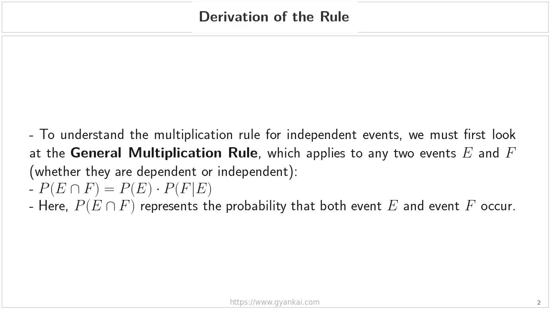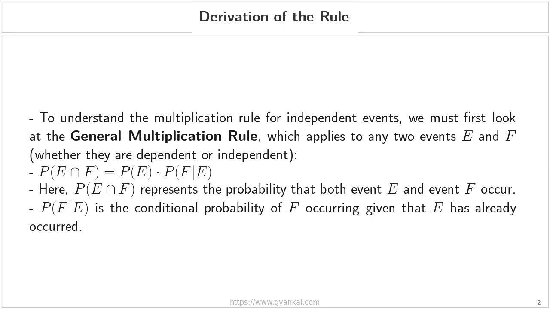Let's break down what these symbols actually mean in plain English. When we write the probability of E intersection F, we are talking about the probability that both event E and event F occur together. Now, the second part of the formula, the probability of F given E, is what we call conditional probability. This represents the likelihood of event F happening, specifically under the condition that event E has already taken place. Keep this general formula in mind, because in the next slide, you'll see how this formula simplifies beautifully when we apply the concept of independence.